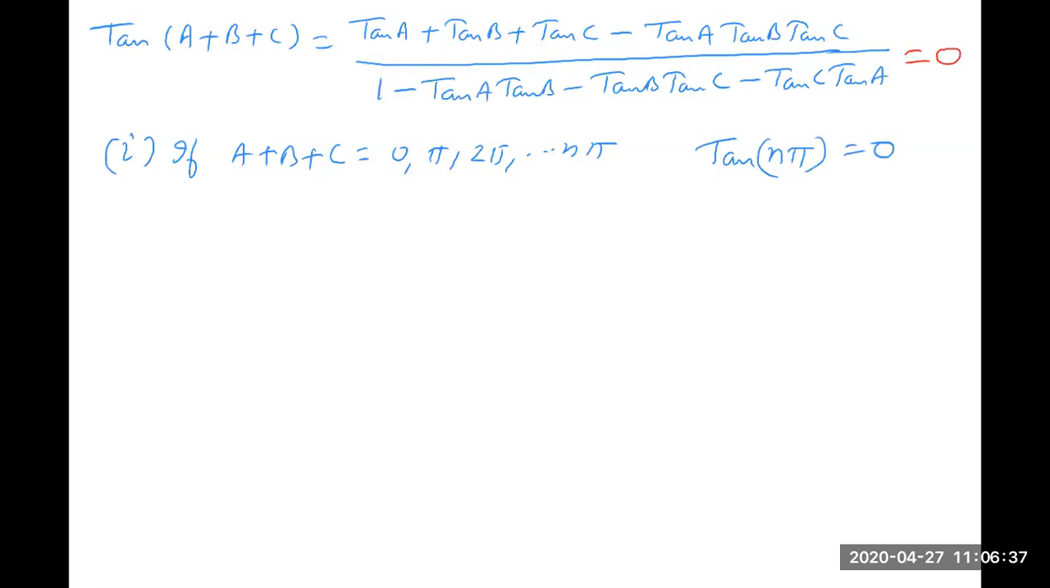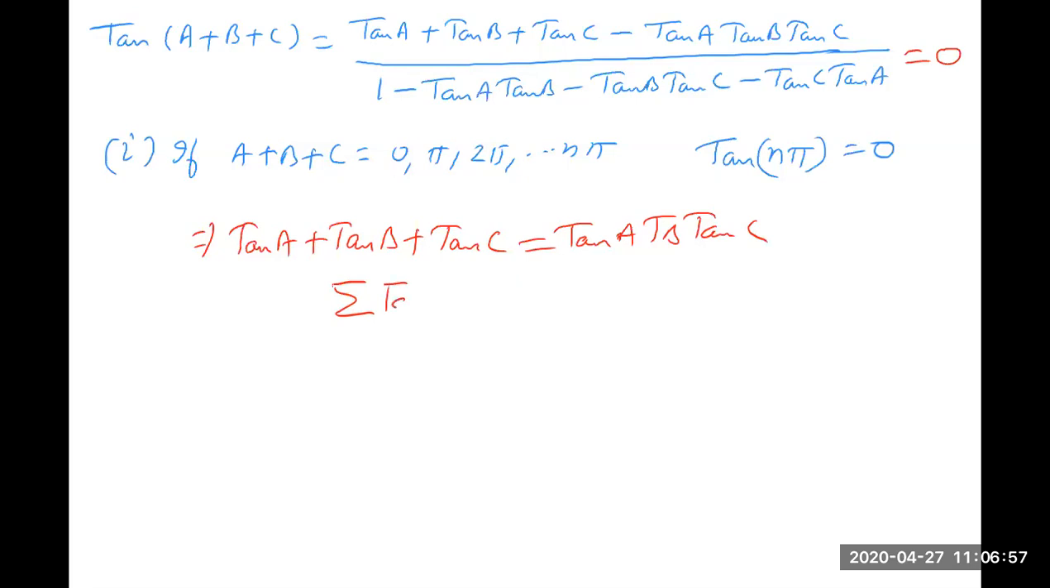If this is equal to 0, numerator must be 0. So from here we will get tan A plus tan B plus tan C is equal to tan A tan B tan C. That means summation of tan A is equal to product of tan A. This is one result.